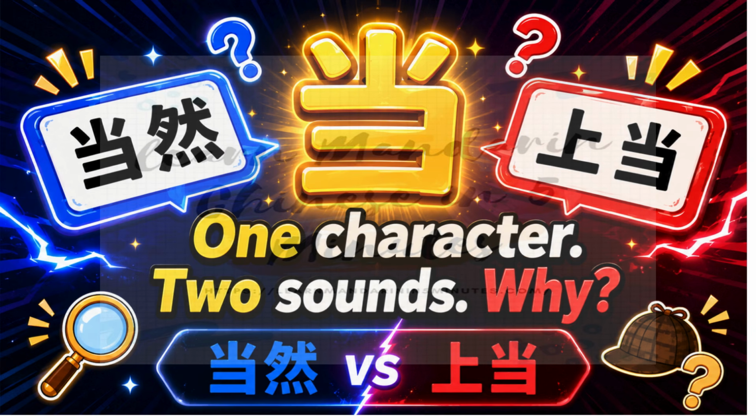So today we are going to follow this Chinese character through two different doors. One door says dāng and the other says dàng. And by the end, you know why this tiny tone change can completely change the feeling of the word.